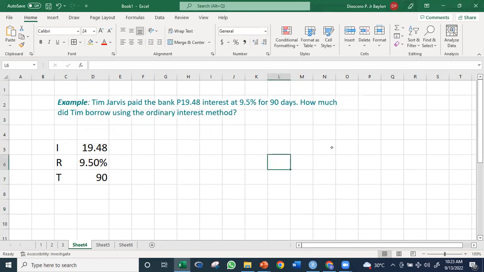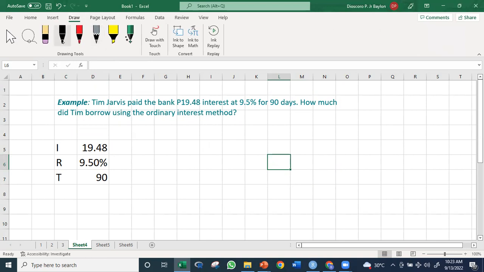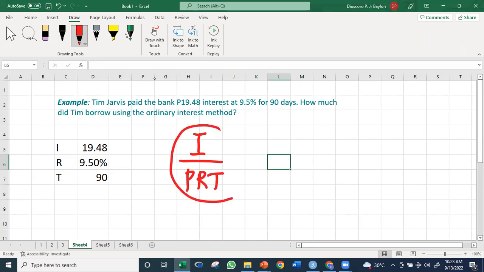Okay, so as I mentioned a while ago, if you want to use a mnemonic device, then it will look like this. Interest, and then this is your PRT. Okay, this is your mnemonic device. So if you're looking for the principal, it will just be interest over rate times time. So that's how simple it is.